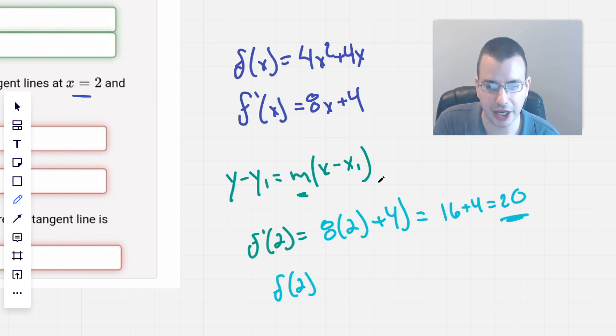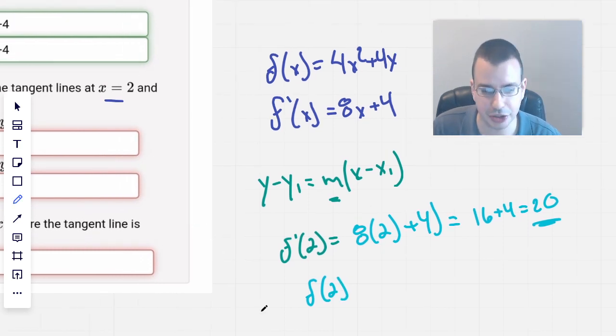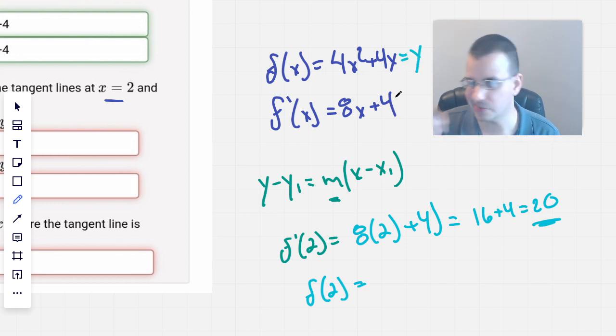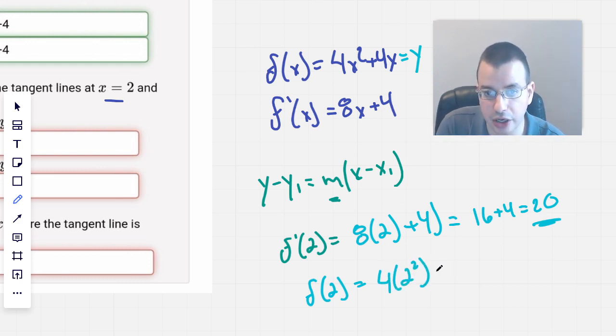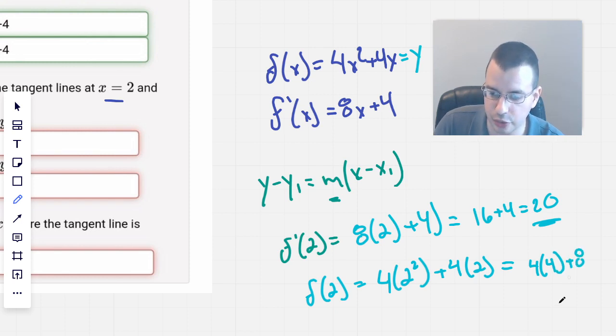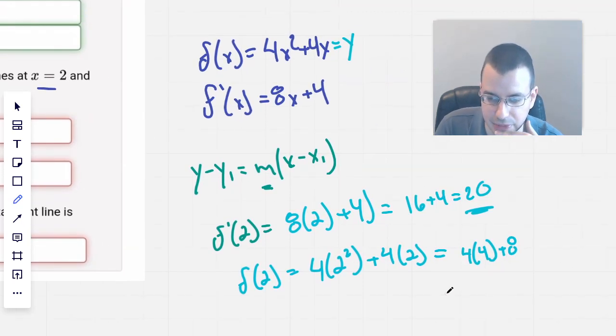So from here then, we need to find f of 2. So we know x will be 2, because that's kind of assumed here. We need to find f of 2, because this function is f of x, which is basically y. So we do 4 times 2 squared plus 4 times 2, which equals 4 times 4 plus 8, which equals 16 plus 8, which is 24.